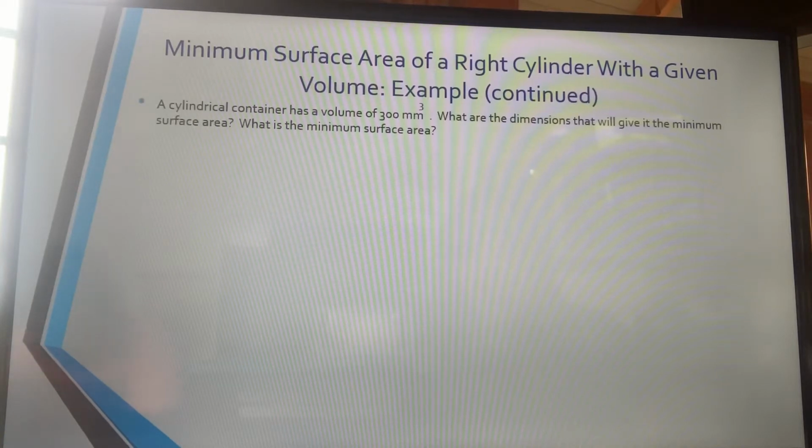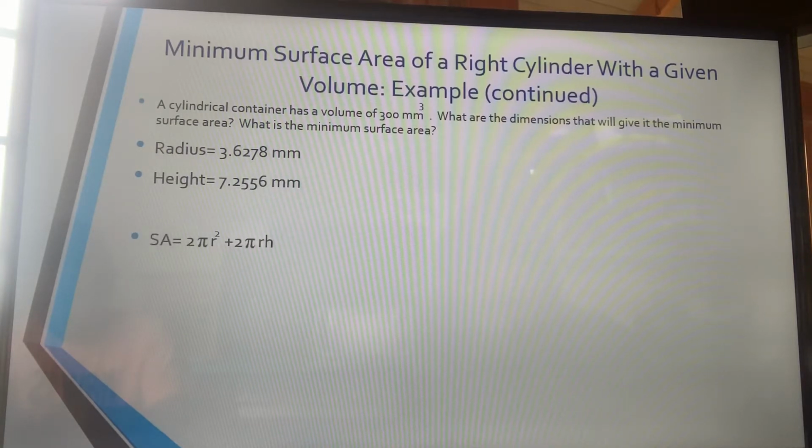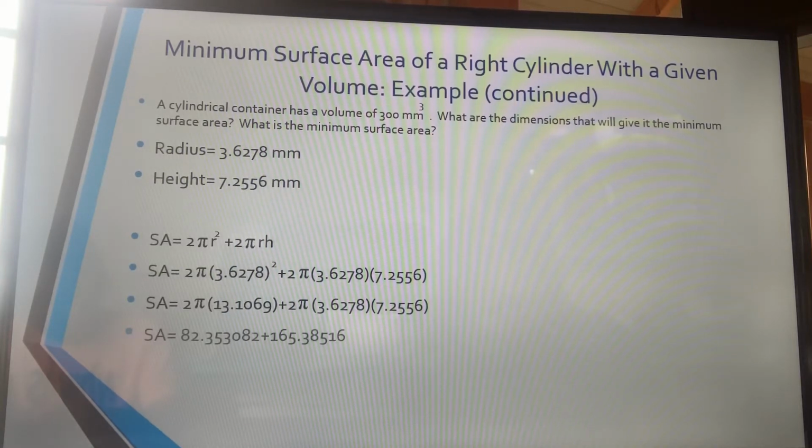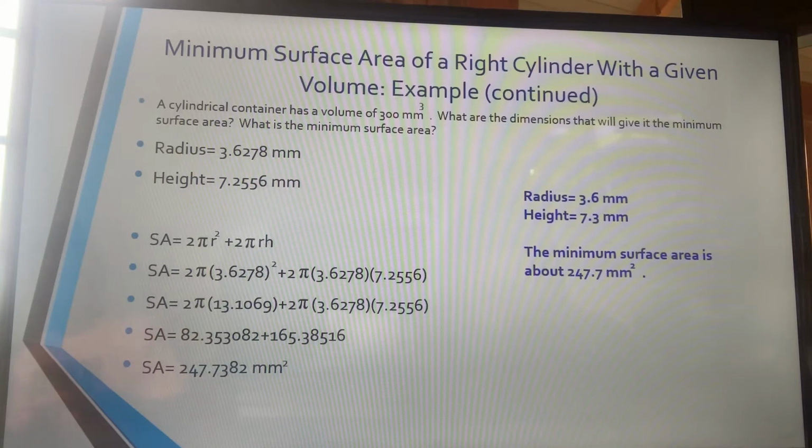Now, with the same question, we need to find the surface area. We have determined the radius to be about 3.6 millimeters and the height to be about 7.3 millimeters. Next, take the formula for surface area and put in the values for radius and height. Solve, and the surface area comes out to be about 247.7 millimeters squared. Now we can answer the question. The radius equals about 3.6 millimeters, the height equals about 7.3 millimeters, and the minimum surface area is about 247.7 millimeters squared.